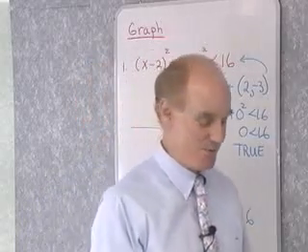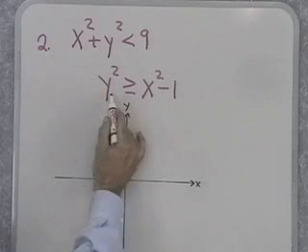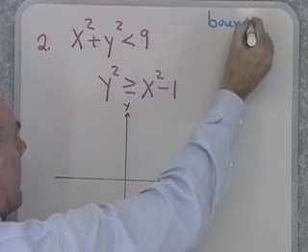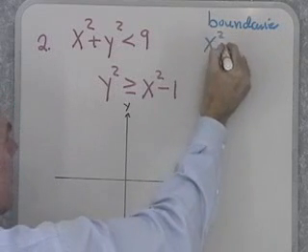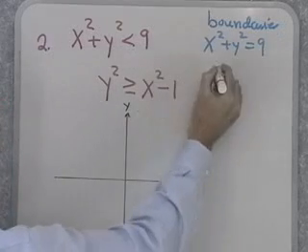Let's look at the next example. Let's see if I can do a little better job with this. Okay, this is going to be a system of inequalities. Now let's look at the boundaries over here. The boundary is going to be x² + y² = 9, and it's going to be dotted.